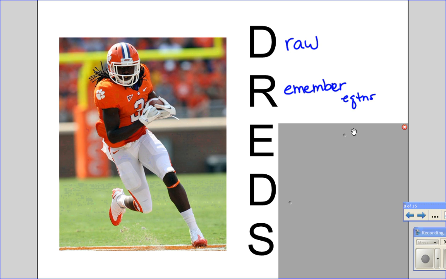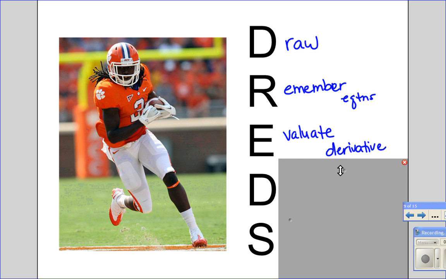All right, after you draw, you're going to recognize some sort of shape, some sort of equation that you've known back from geometry or from pre-calculus. And so you're going to have to remember the equations that have to do with whatever the picture turned out to be.